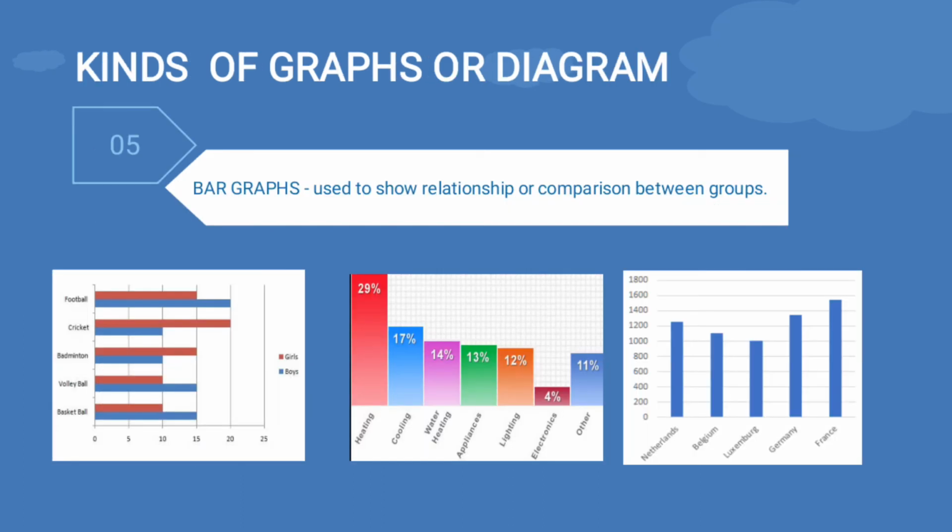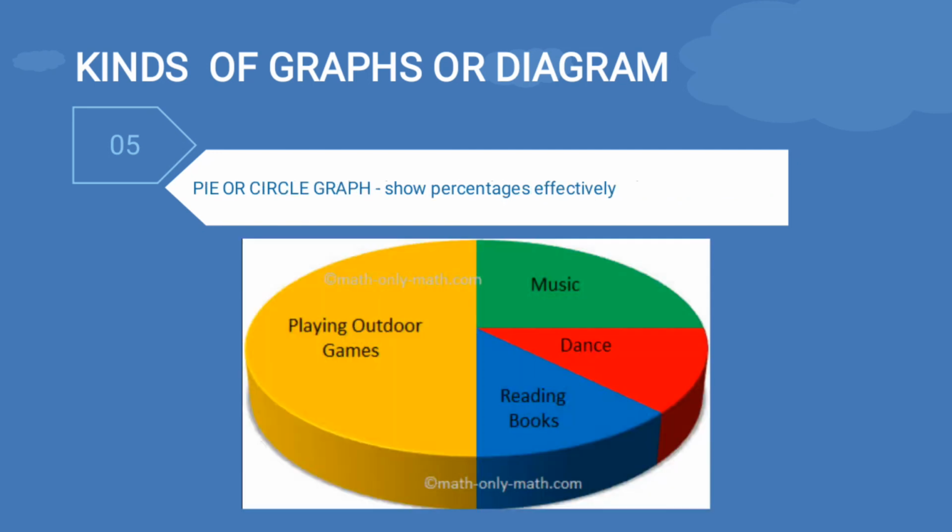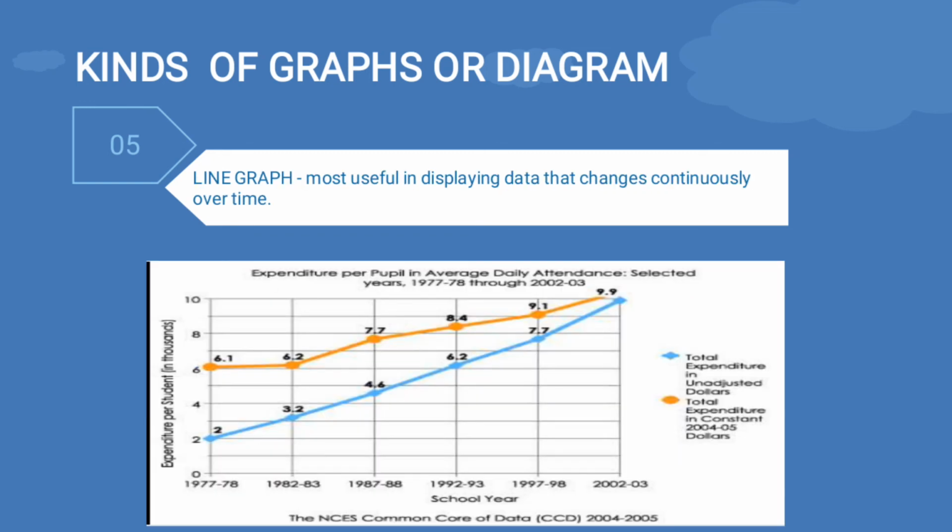So these are the kinds of graphs. First is the bar graph, used to show relationship or comparison between groups. And we have also the pie or the circle graph, which shows percentage effectively, and then the line graph, most useful in displaying data that changes continuously over time.